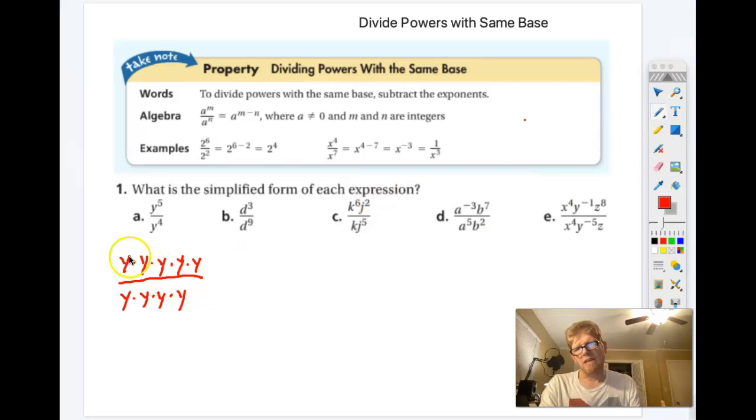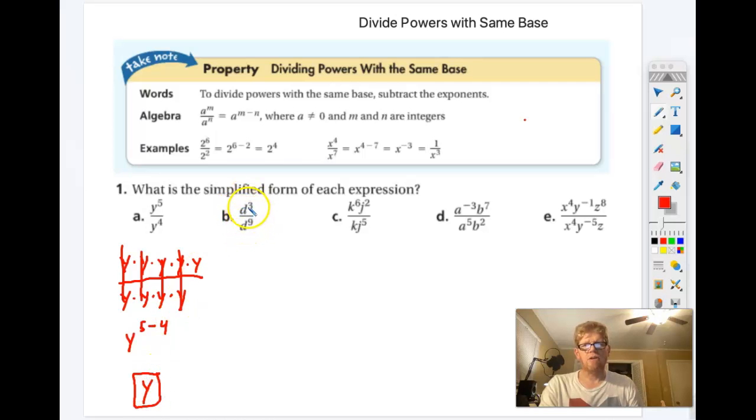So what we can do is look at it like this, and we can see that y divided by y gives us 1, and y divided by y gives us 1, and y divided by y gives us 1, leaving us with just a single y. And that's going to be our answer down here. But in order to follow these rules, we would say that that is y to the 5th power minus 4. Y to the 5th minus 4 gives me just y to the 1st, or y.